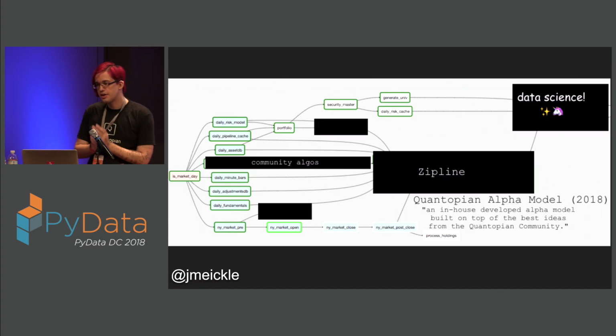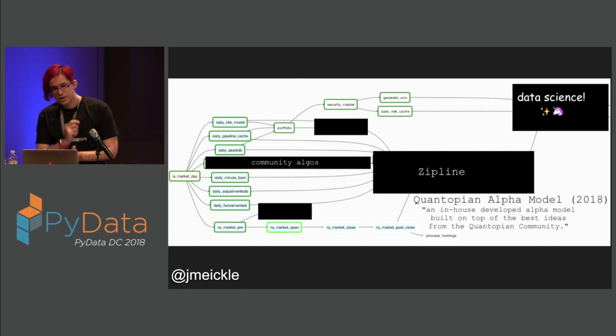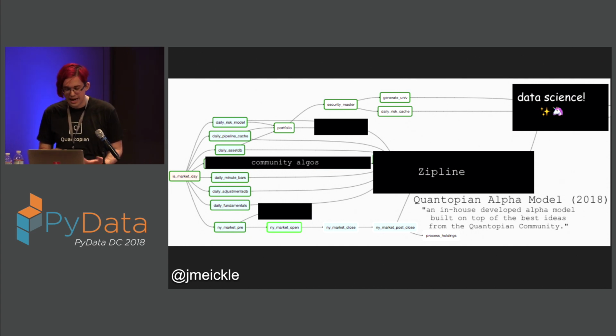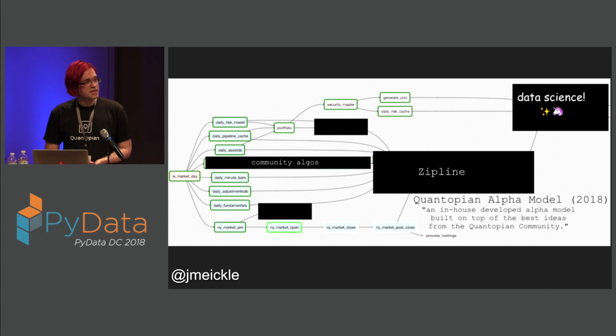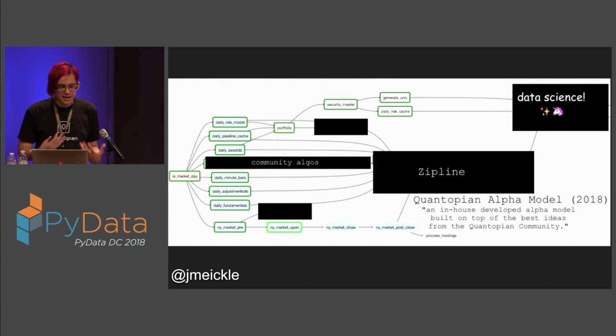Okay, so the last example that I want to talk about is something that's really new for us. It's what I have been working on over the past 3 months or so. We're calling it the Quantopian alpha model. It's a way to dramatically increase the number of algorithms that we're including in our community allocations. Basically, every night we're running this data science process on the result of community algorithms.